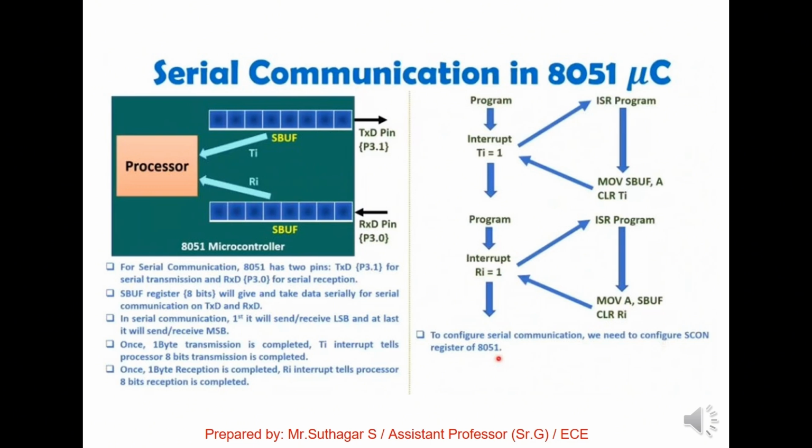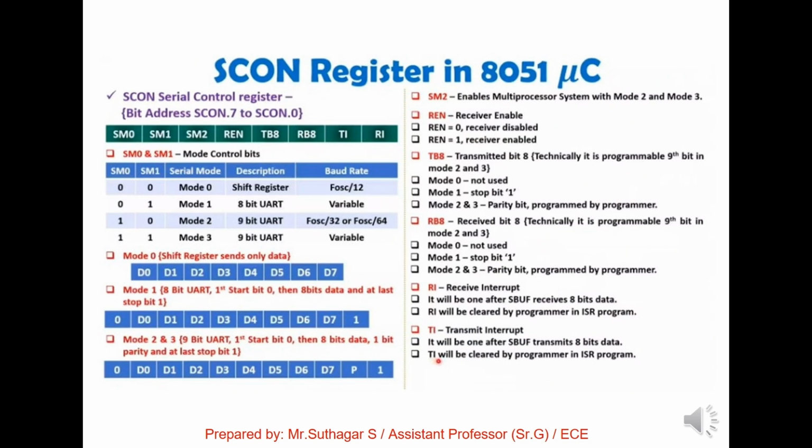This is how data is transmitted from the 8051 to the external world, and from the external world to the 8051 microcontroller. For that we make use of the register called SCON, the serial control register, which is bit addressable. In this, SM0 and SM1 are utilized for specifying the modes: mode 0, mode 1, mode 2 and mode 3. Under mode 0 it acts as a shift register, mode 1 it acts as an 8-bit UART, mode 2 it acts as a 9-bit UART, and mode 3 it acts as a 9-bit UART, with different baud rates.